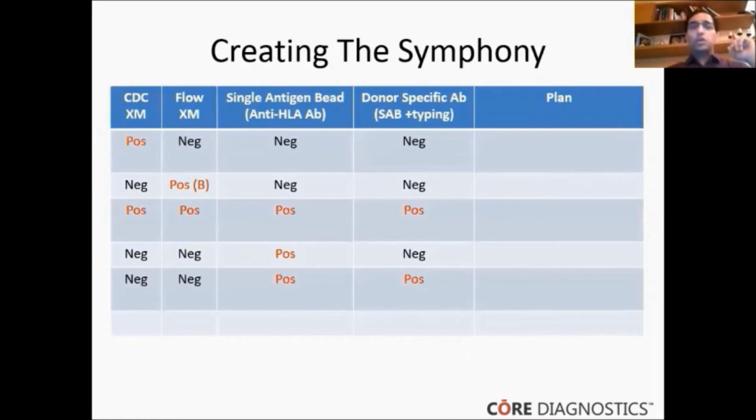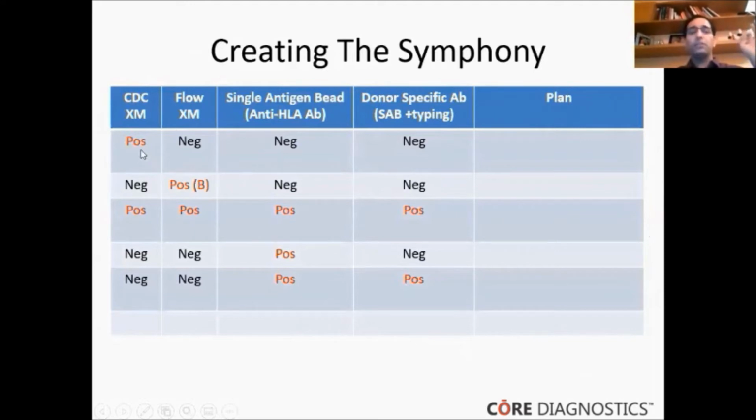Okay. So now we'll come back to how you put all of them together to create the symphony. What we will go over are the possible combinations that you can have. We have the CDC crossmatch, the flow crossmatch, the single antigen bead, and the donor specific antibody, which is the single antigen bead combined with the typing that you have. Then we'll talk about what plans you should have for each possible combination.